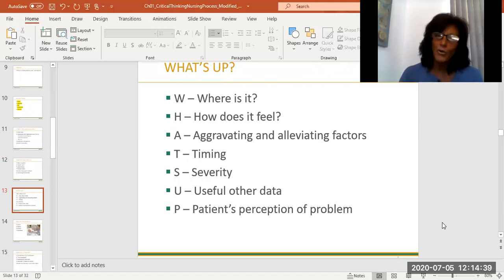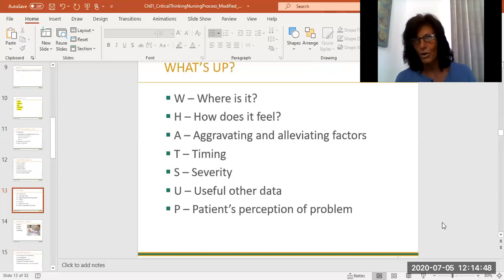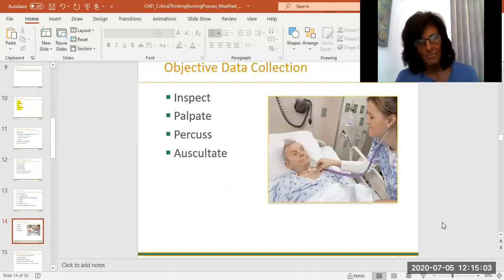U is for useful other data. Was there a mitigating factor? In other words, when you tell me your back hurts, did something happen right before your back started hurting, like you fell? That'd be important to know. And then what is the patient's perception? That's important. We need to know how the patient feels. We're treating a human being, right? So it's important to get all the information.